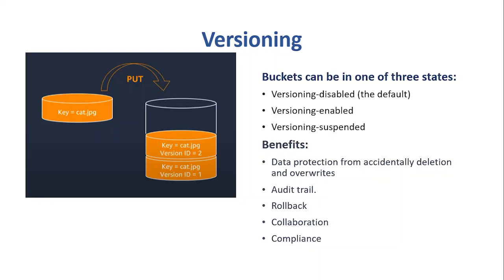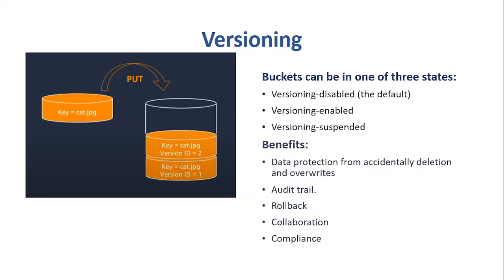Delete marker. When we delete an object, S3 creates a delete marker, which is a special kind of object that represents a deleted version of the object. The main benefit of the delete marker is that if you need the object in future, we can simply delete the delete marker, which can restore the object back. I'll demonstrate that in the demo.